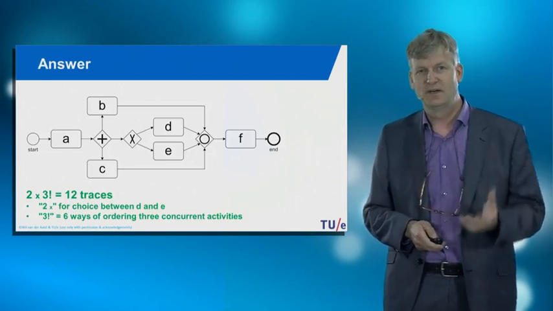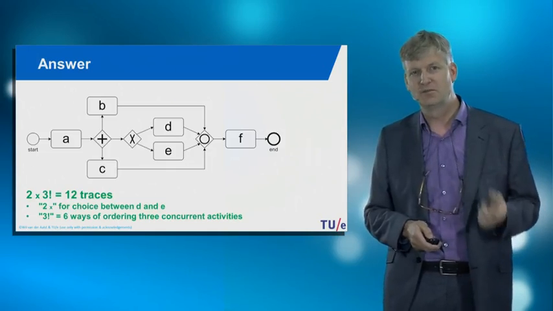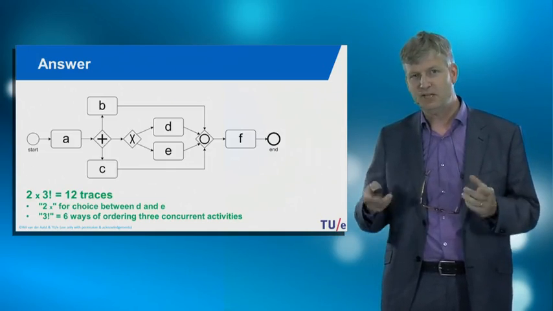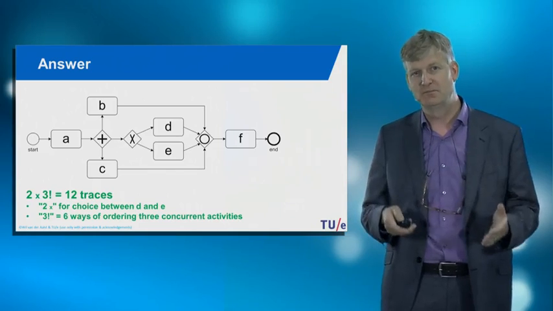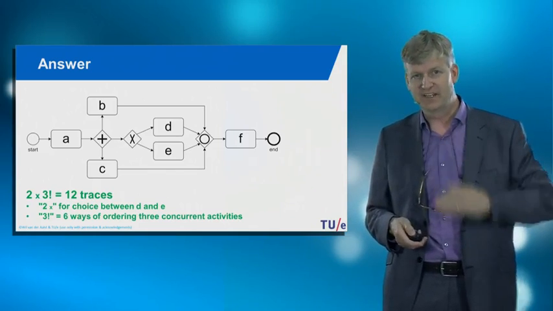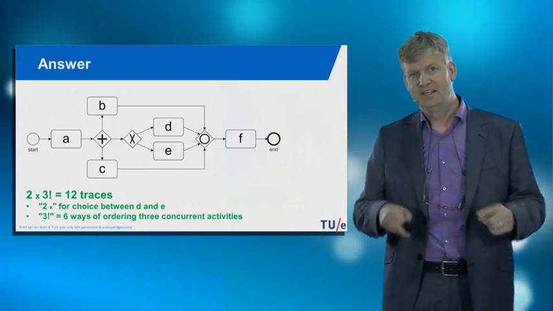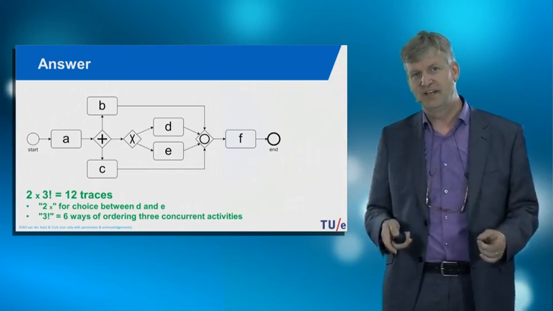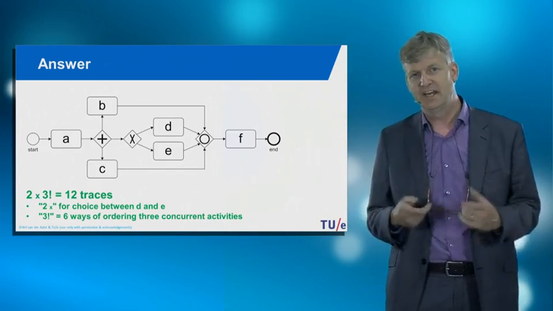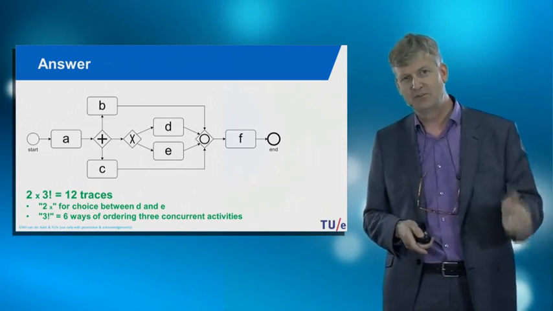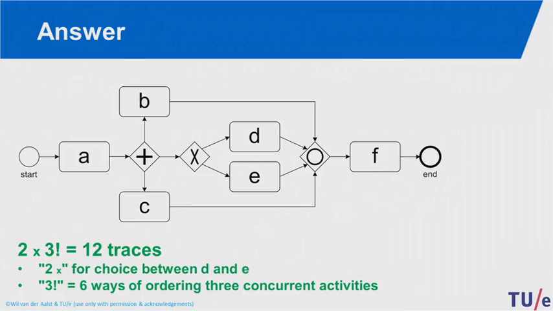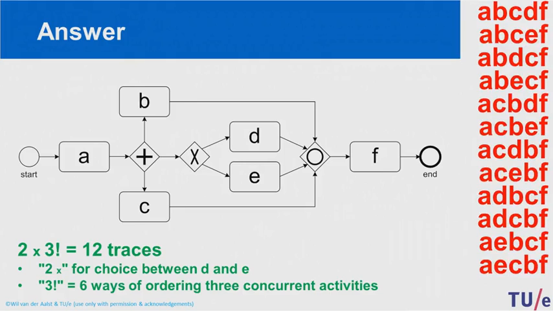The answer is 12. There are 12 possible traces. First of all, we have to take a choice between D or E, and then we execute the three activities that can be done in any order. So we have 3 times 2 times 1, multiplied by 2, the choice between D and E. So in total, there are 12 possible traces, and here you can see them.